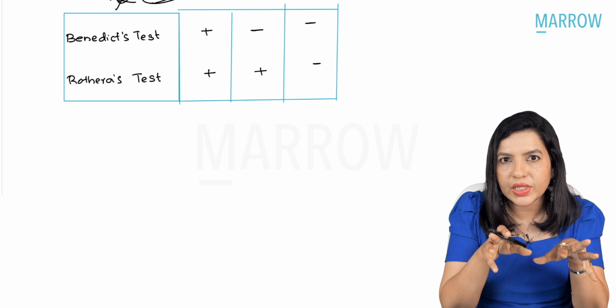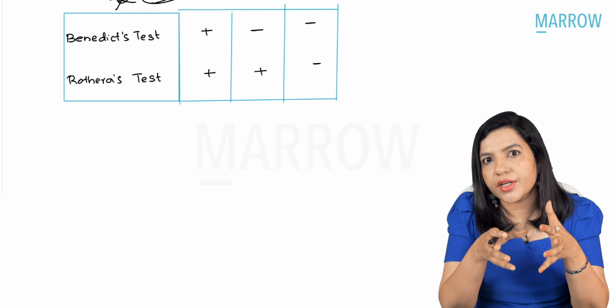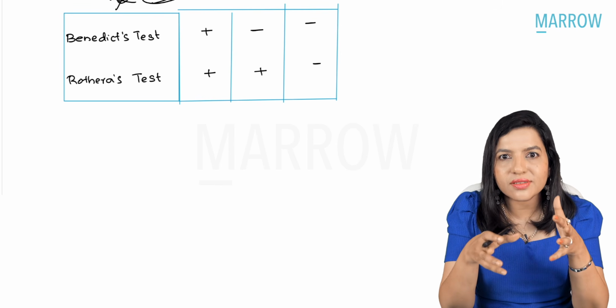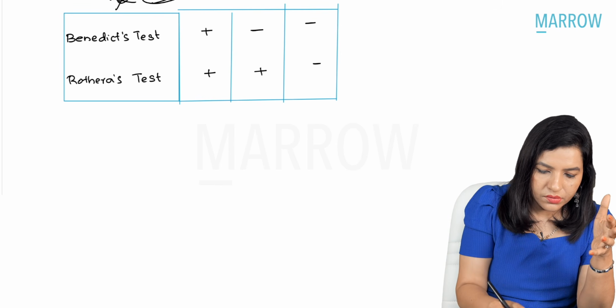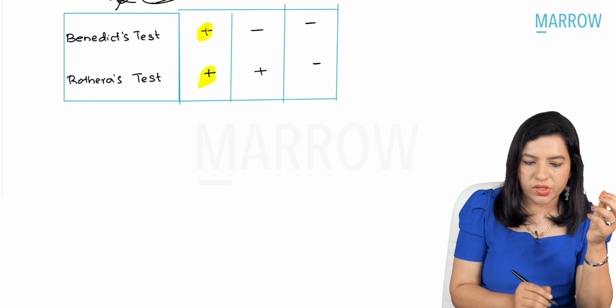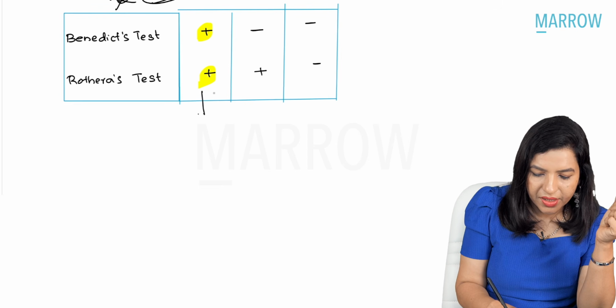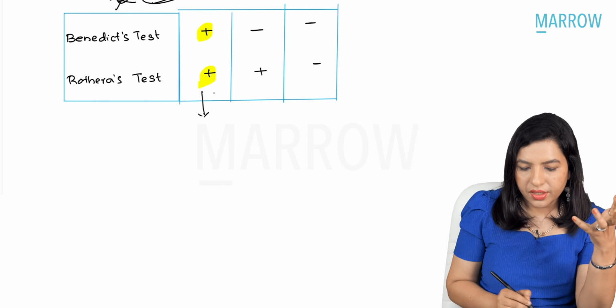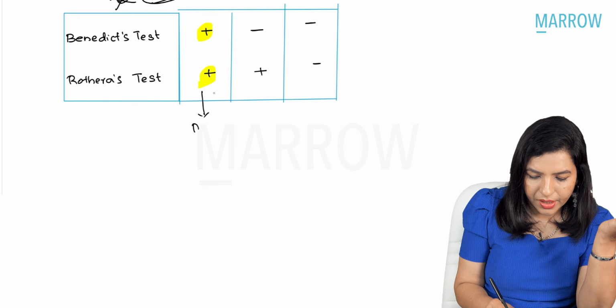The first one is, if in the scenario it's given that Benedict's test is positive and Rothera's test is positive, then what will be that clinical condition? Then usually it is diabetic ketoacidosis.